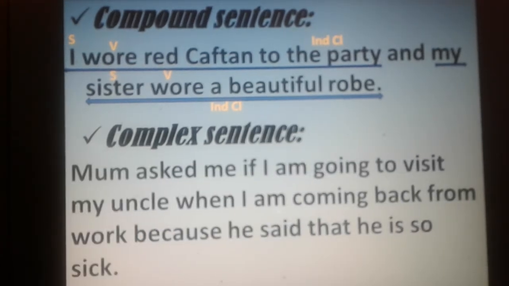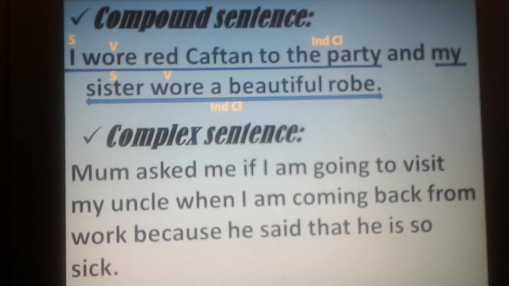Mom asked me if I'm going to visit my uncle when I'm coming back from work because he said that he is so sick. As I told you, a complex sentence must have one independent clause and one or more dependent clauses, which are the adjective clause, noun clause and also the adverb clause.